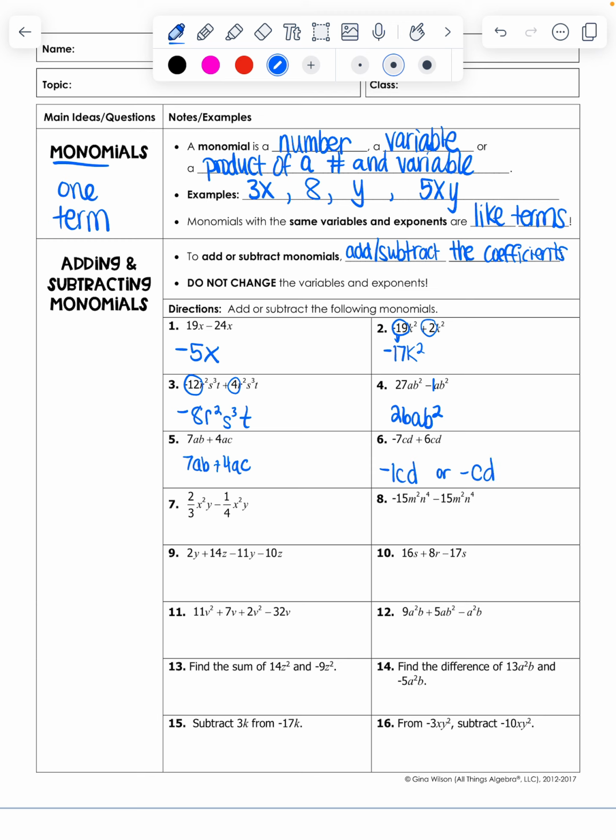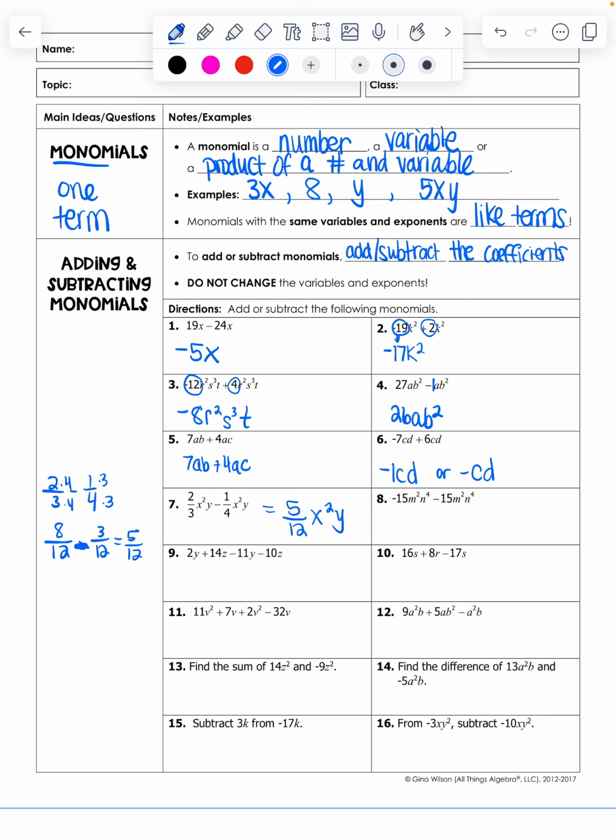We can have some fractions added into the mix. That's totally fine. 2/3 x squared y minus 1/4 x squared y. You could use your calculator and just do 2/3 minus 1/4. We also could quickly find a common denominator and do this by hand. 8/12 minus 3/12. That would be 5/12. So this would end up being 5/12 x squared y. And I'm sure at this point you're kind of getting the hang of it.